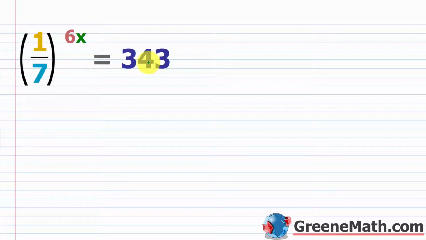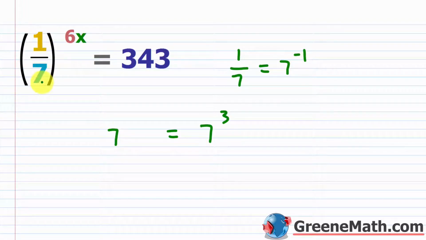So I know that on the right side, I could just say this is 7 cubed. Now on the left side, I don't have 7. I have 1 over 7. But here's where you have to use your rules of exponents. I know that 1 over 7 is equal to what? It's 7 to the power of negative 1. Remember that little rule. So the first thing I'm going to have to do, this is going to be 2 steps. I'm going to say that 1 over 7 is 7 to the power of negative 1, but then it's raised to the power of 6x.